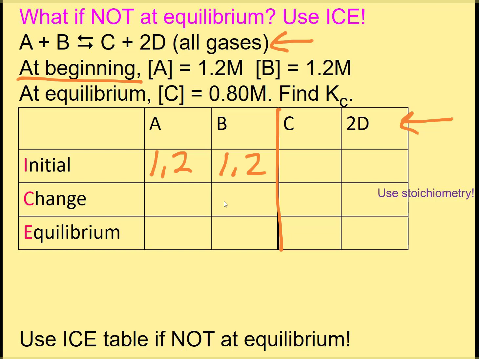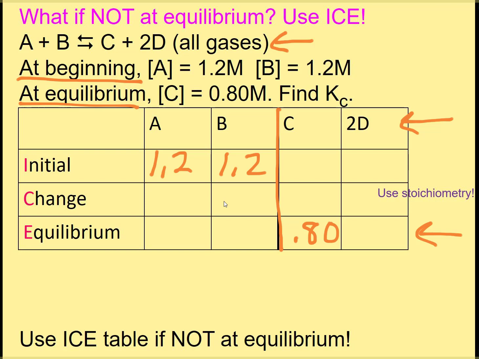And what else do we know? It says at equilibrium. So that means I need to be at this equilibrium line. It says C is 0.8. And find our equilibrium constant. All right, so from that beginning, I can fill in the rest of this chart.